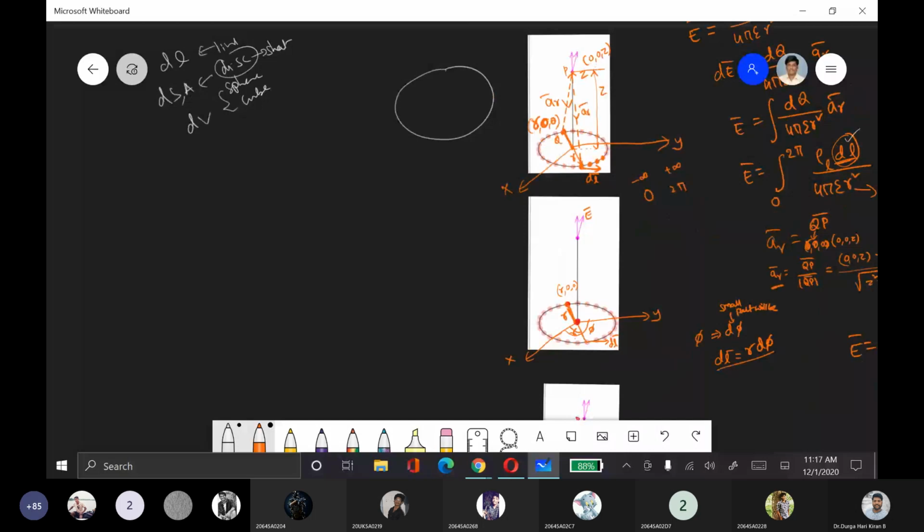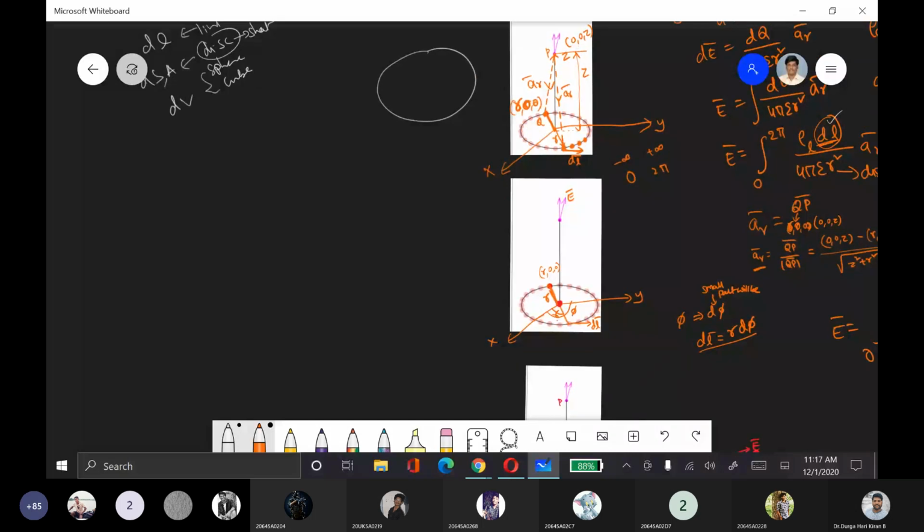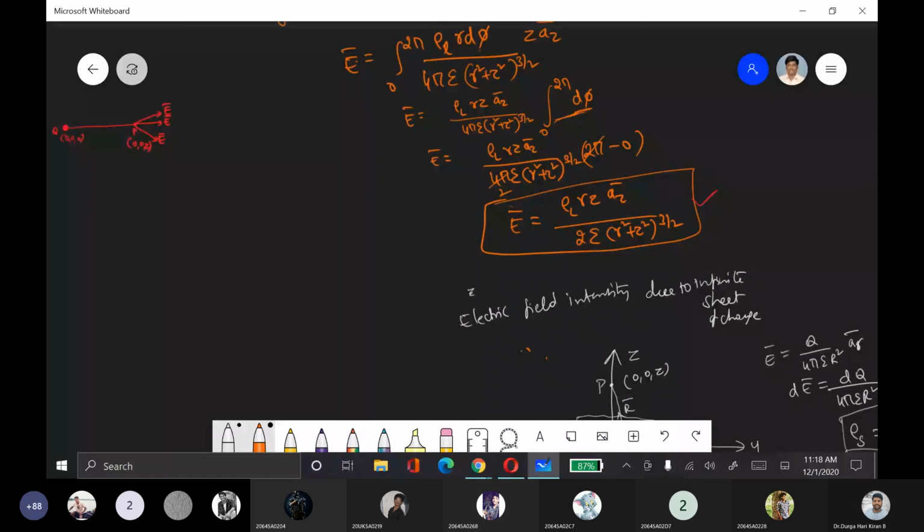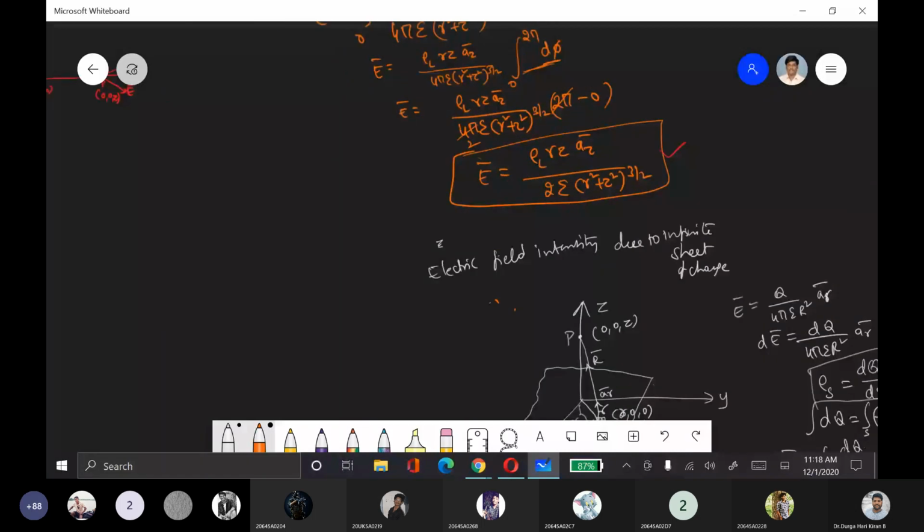Next, we derived an equation for the electric field intensity due to a circular ring. For that, E bar is equal to rho L R Z a z bar by 2 epsilon, R square plus Z square whole to the power 3 by 2. So this is what we have seen in the last class.